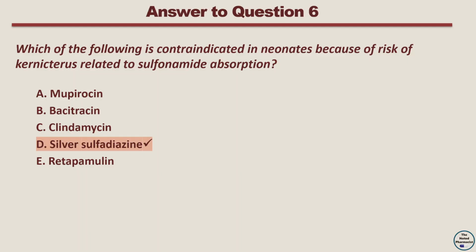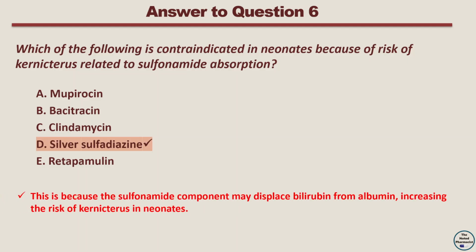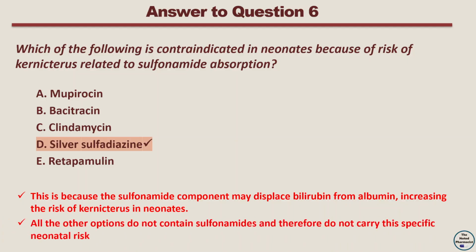The correct answer is option D, silver sulfadiazine. This is because the sulfonamide component may displace bilirubin from albumin, increasing the risk of kernicterus in neonates. All the other options do not contain sulfonamides and therefore do not carry this specific neonatal risk.